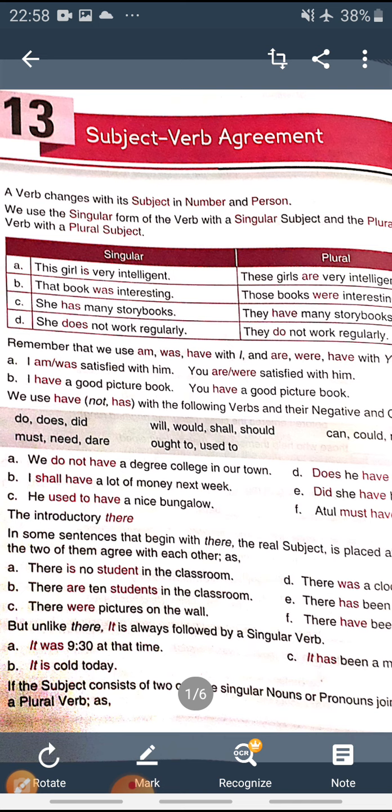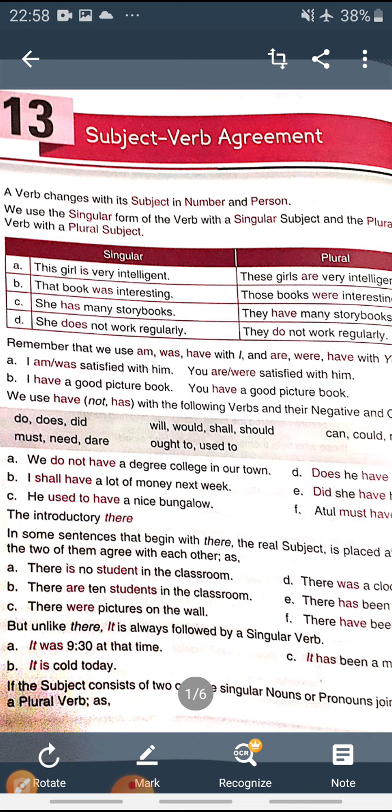We use am, was and have with I as a subject, and are, were and have with you as a subject. I am satisfied with him. I have a good picture book. You are satisfied with him and you have a good picture book.